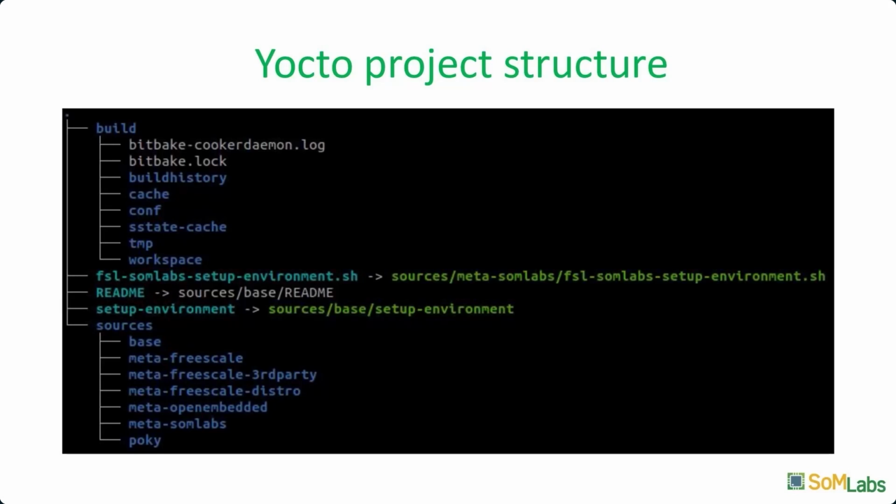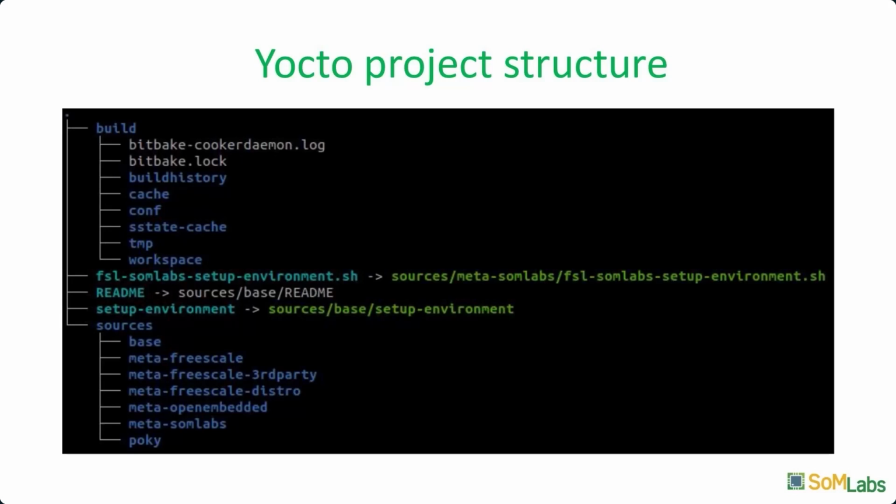There is always a directory called Poky. This is the reference distribution, the Linux distribution that is provided by the Yocto Project. You can take a look at it and use the configuration files that are there and build your own distributions based on some parts of the provided reference.